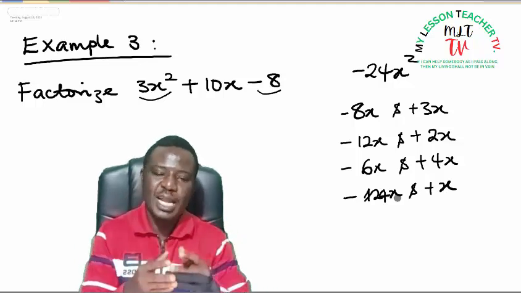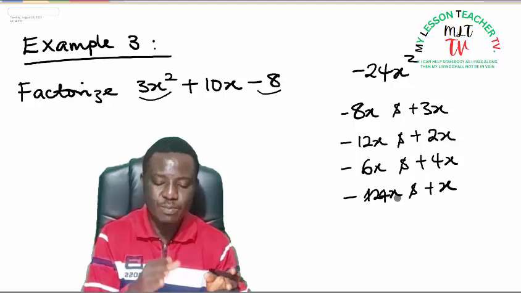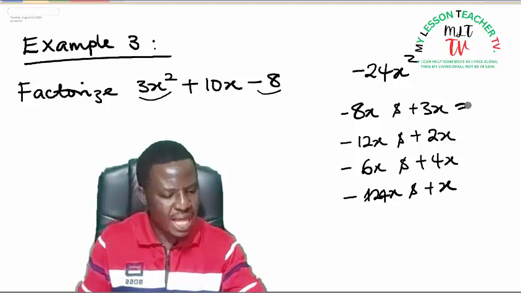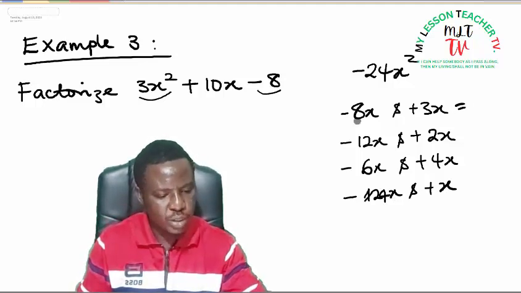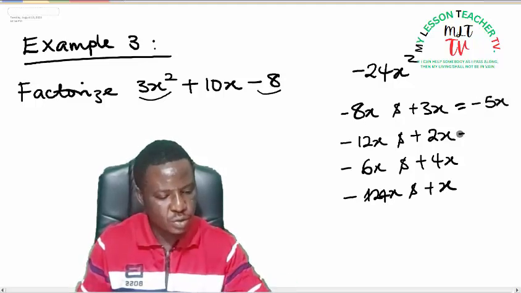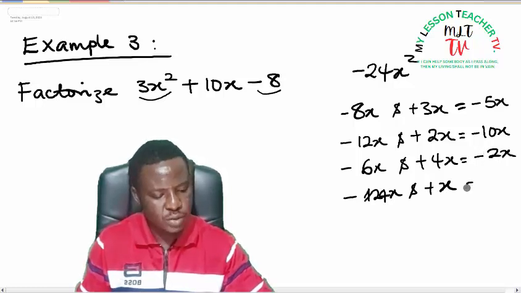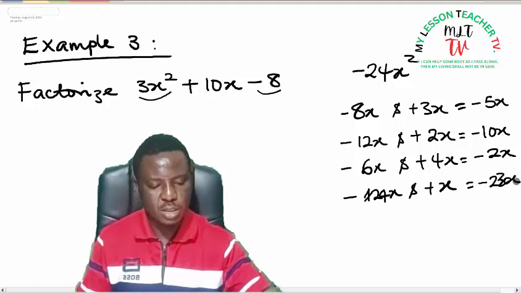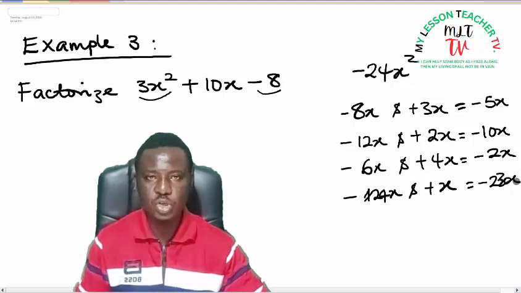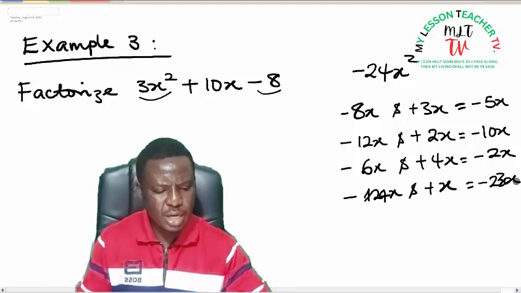Now, the rule says when you add them together, it gives you the middle term, which is plus 10x. So when you add this together, this will give you minus 5x. This will give us minus 10x. This will give us minus 2x. And this will give us minus 23x. Now, if you look at it, none is meeting the second condition, which is plus 10x. But we can do something.